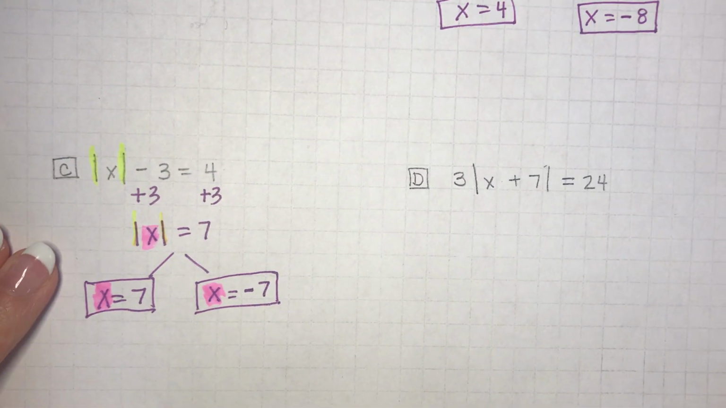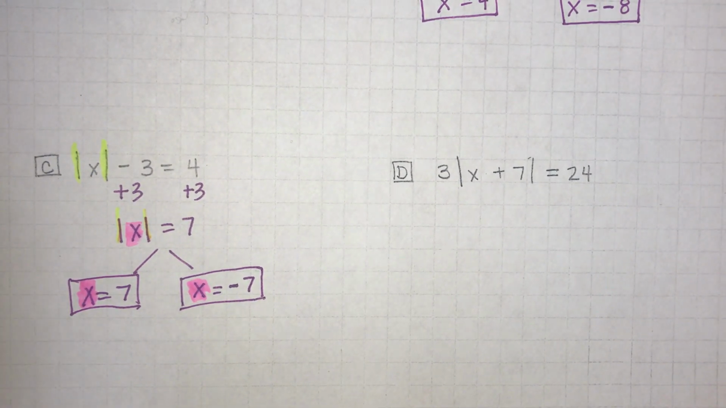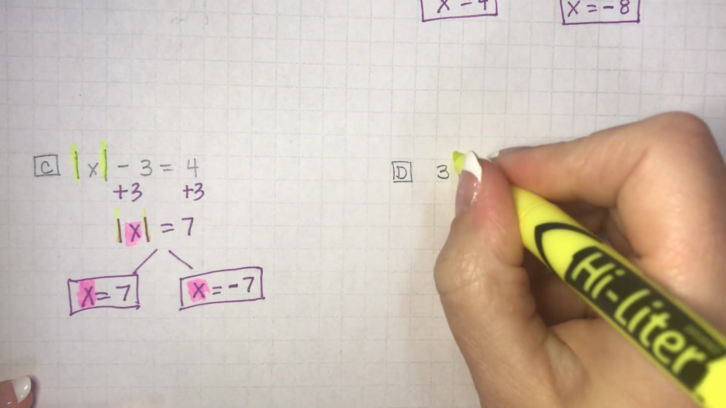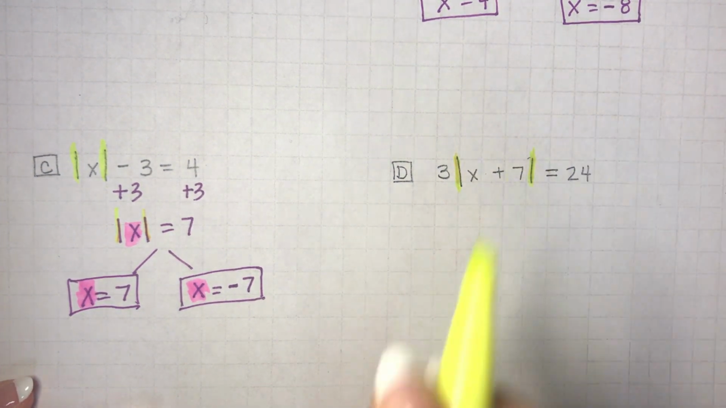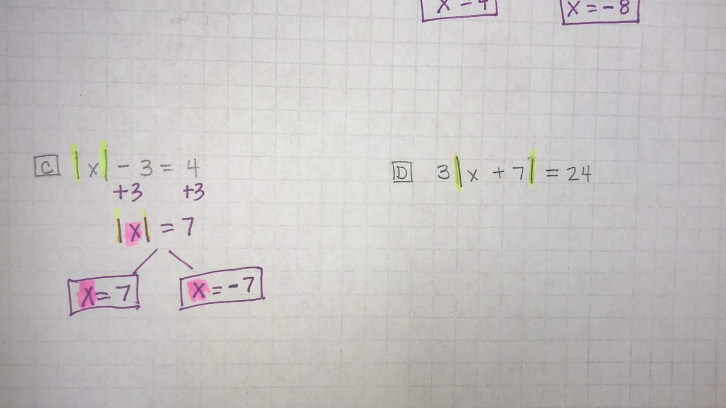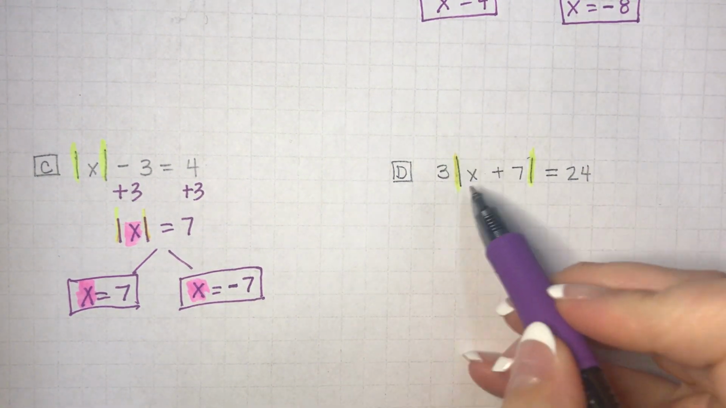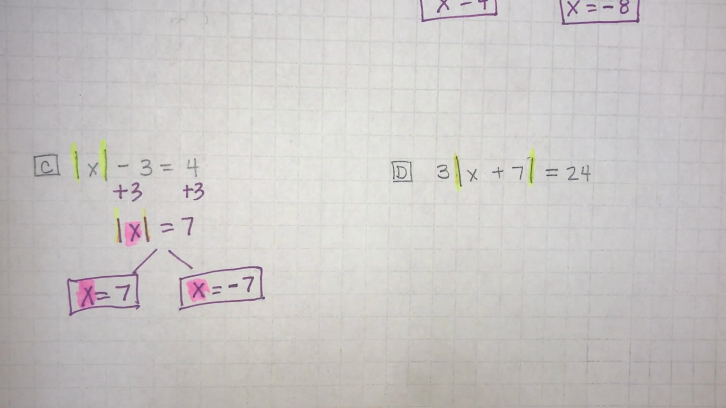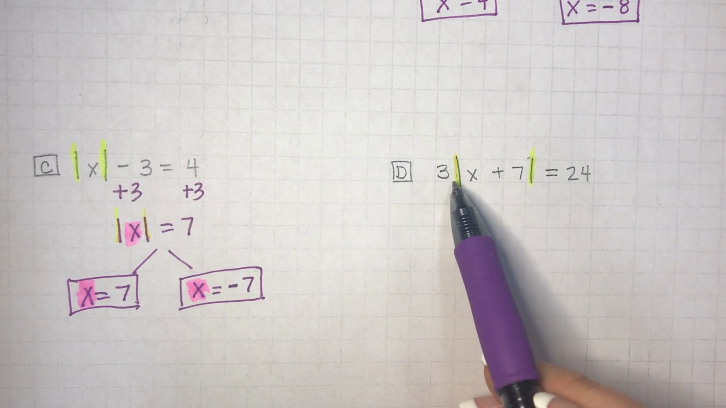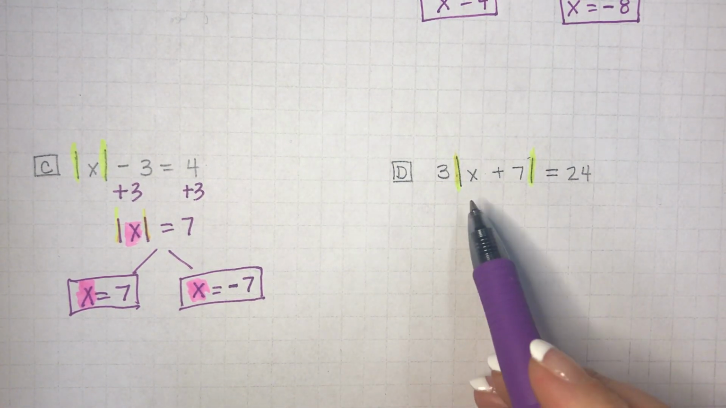All right, let's go to D. Okay. We're trying to isolate these absolute value symbols right here. We need to get those by themselves. So are they by themselves? We don't care about the stuff on the inside. We only care about isolating these absolute value symbols. No, they're not. There's a 3 that's multiplied by them. So we need to get rid of this 3.